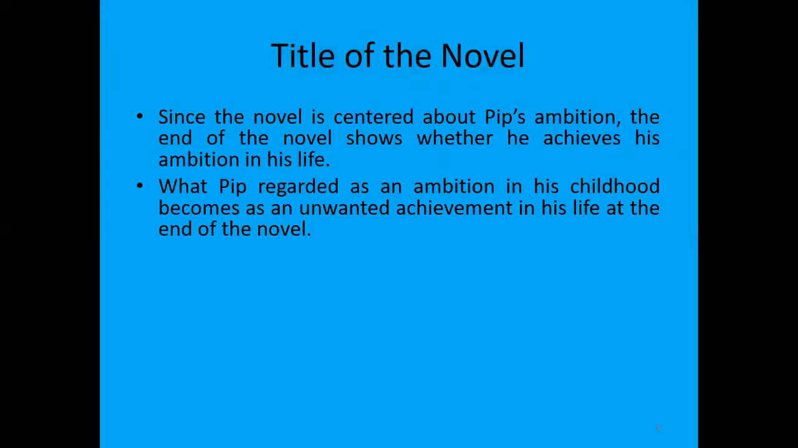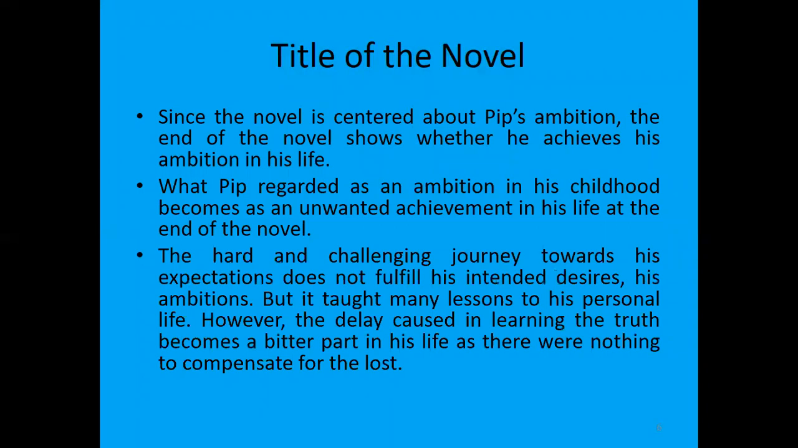Title of the novel continues. Since the novel is centered on Pip's ambition, the end of the novel shows whether he achieves his ambition in his life. What Pip regarded as an ambition in his childhood becomes an unwanted achievement in his life at the end of the novel. The hard and challenging journey towards his expectations does not fulfill his intended desires, his ambitions, but it taught many lessons to his personal life. However, the delay caused in learning the truth becomes a bitter part of his life, as there was nothing to compensate for the loss.